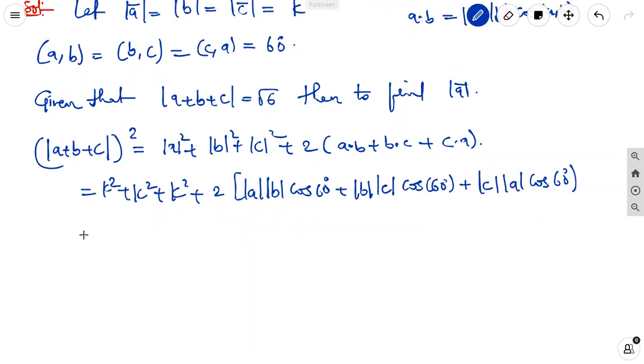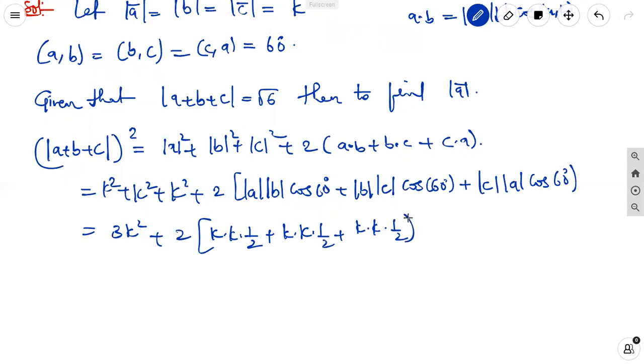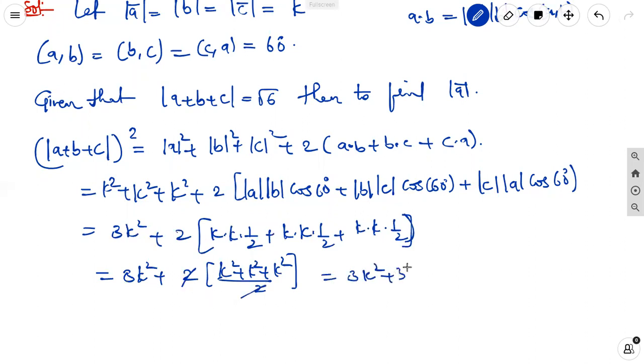And mod a mod b value is also k only. So it is k square plus k square plus k square is 3k square plus 2 into (k into 1 by 2 plus k into 1 by 2 plus k into 1 by 2). Taking the LCM, 3k square plus 2 into (k square plus k square plus k square) by 2. Because all are having the denominator 2, the 2 gets cancelled. It is equal to 3k square plus 3k square, which is 6k square.